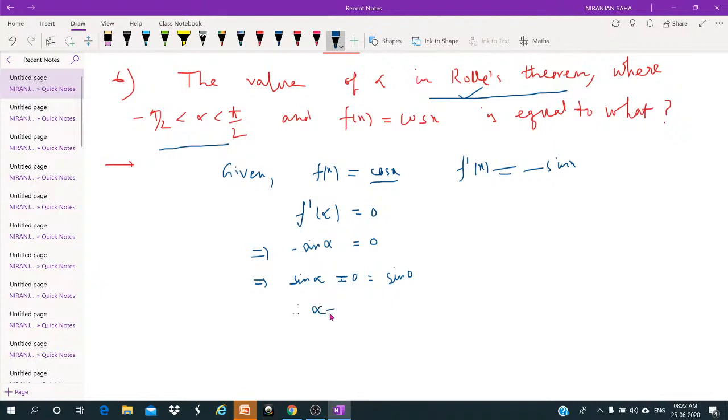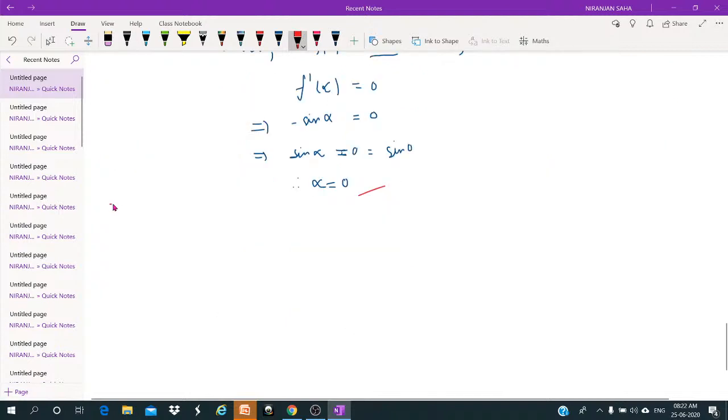So for alpha equal to 0, Rolle's theorem works for this function. So the value is alpha equal to 0. Now we will go to the seventh problem.